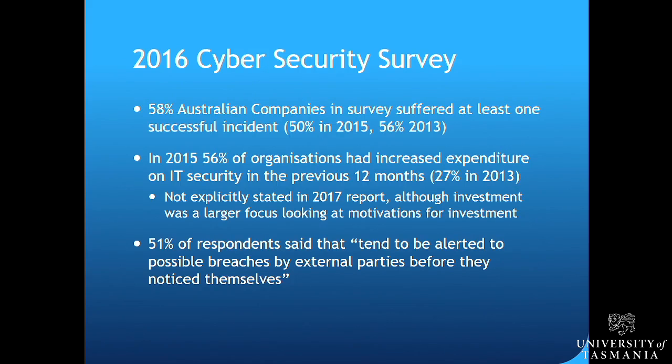From this survey, it's found that 58% of Australian companies suffered at least one successful attack against them in 2016. So over half of Australian companies were hacked to some degree in 2016. And that's, again, the ones that are willing to say that in a survey. If we look at the previous two iterations there, it's much the same.